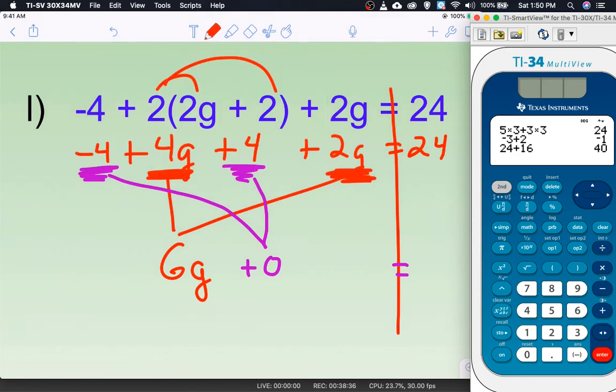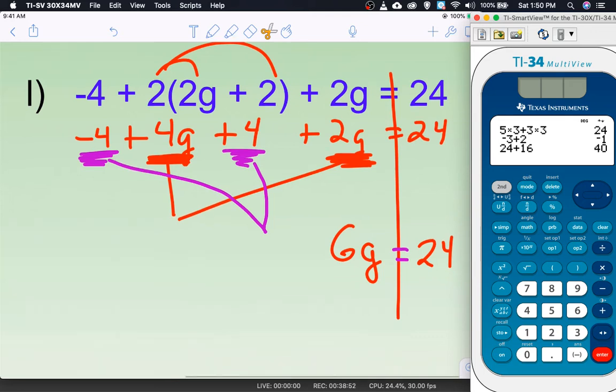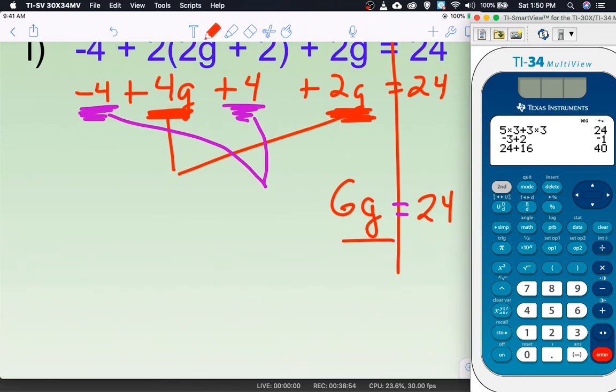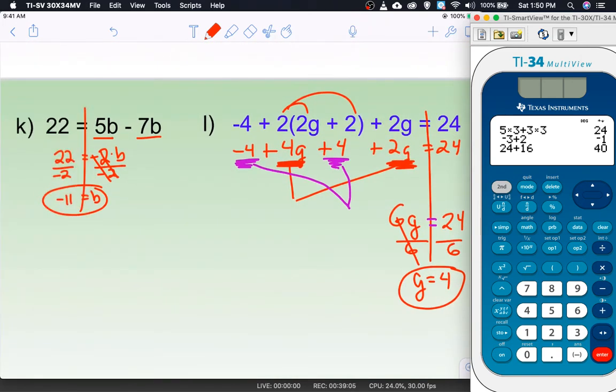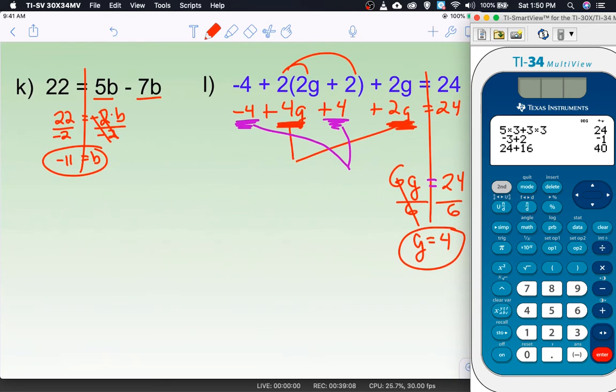And on the right-hand side, we have a 24. So this problem actually simplifies down to, my steps would give me just 6g equals 24. And then when I continue to solve, I'm going to divide by 6 on both sides, and g equals 4. That wasn't that bad. It looked ugly, but it wasn't that bad.